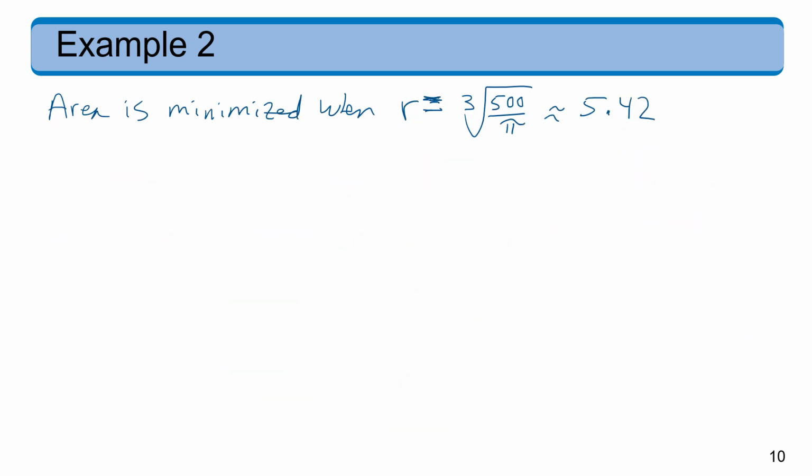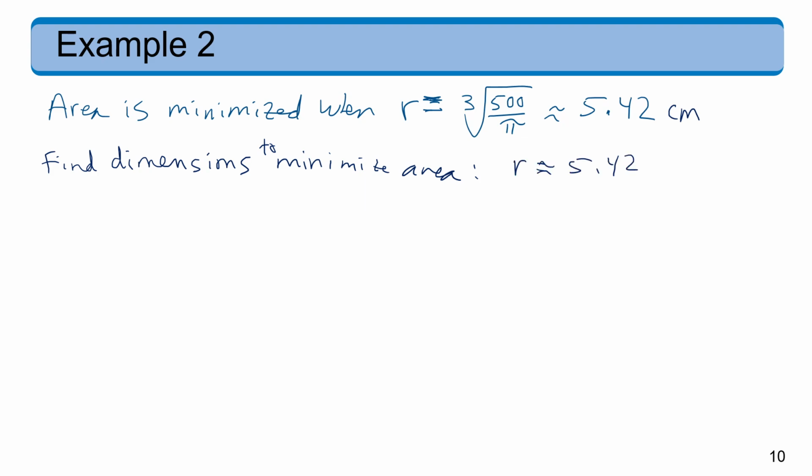So we just found that the area is minimized when the radius is the cube root of 500 over pi, which is approximately 5.42, and that would be in units of centimeters because we already decided the units of r was centimeters. Now the question was, find the dimensions. So we're partway there, right? There were two dimensions, the radius and the height. The dimensions that minimize the area. Okay, so we know one of them. R is approximately 5.42 centimeters, but what we also need is the height.